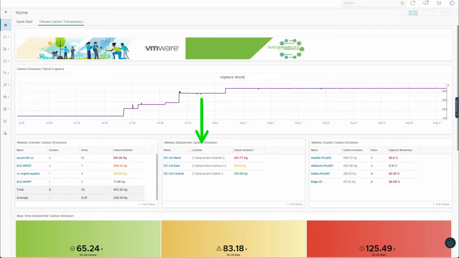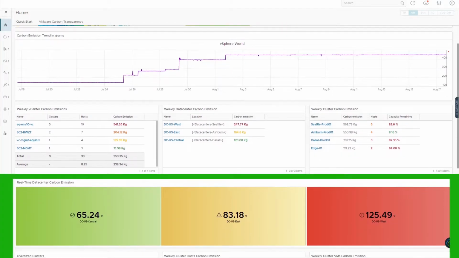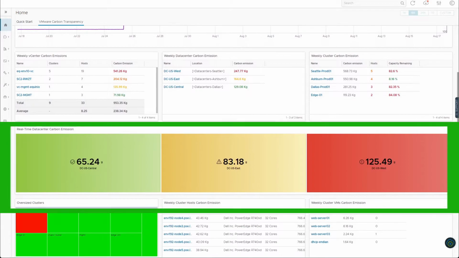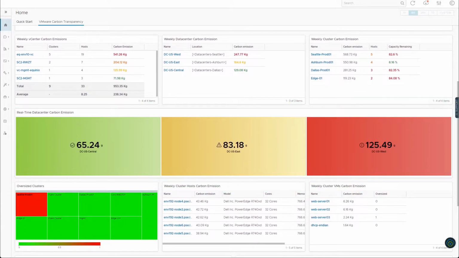We use tagging to identify physical locations of different vSphere objects to move resources to locations with a greener power source. In addition to the weekly carbon emissions, we can also view real-time carbon emissions. vROps provides the ability to track carbon emissions at every level: vCenter, data center, cluster, host, and VM, which helps us get a better understanding of how we can optimize our environment.